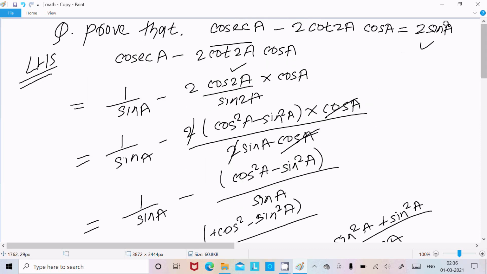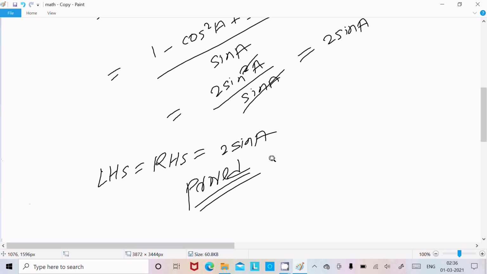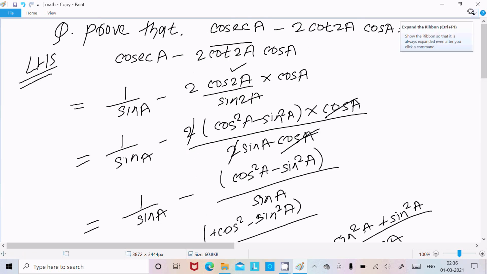So 2 sin A, our intention is to come to this. Now here we can write LHS equals RHS, 2 sin A. Proved. So this is the way we can prove this kind of question.